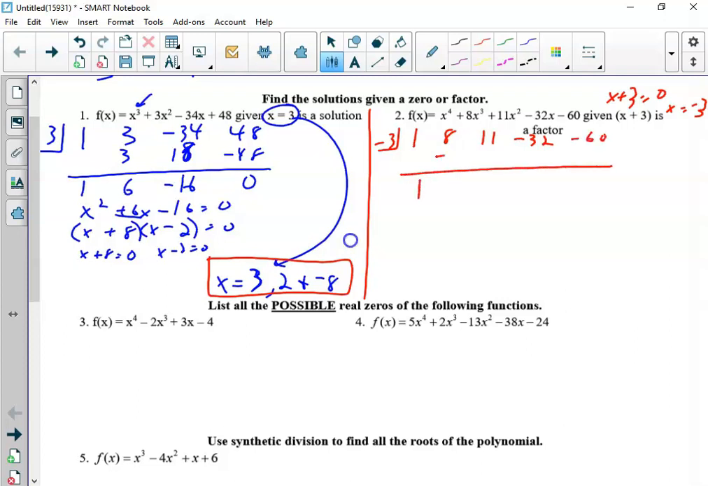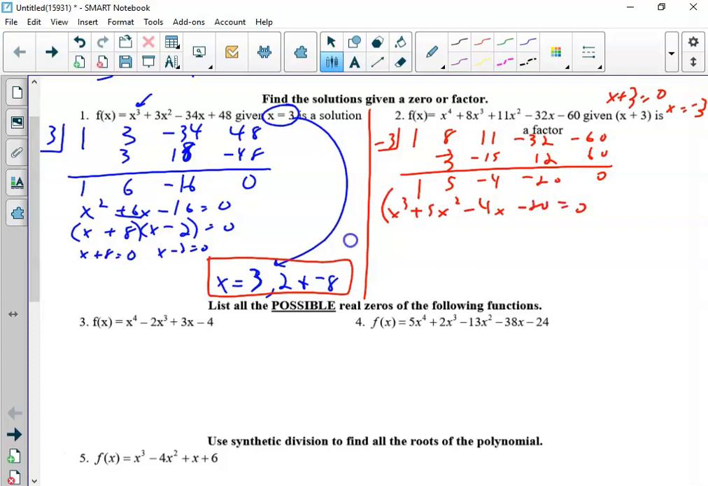Drop down to 1, negative 3. 8 plus negative 3 is 5. Times negative 3, negative 15. Negative 4. Positive 12. Negative 20. Positive 60 and 0. That gives me x to the 3rd plus 5x squared minus 4x minus 20 equals 0.